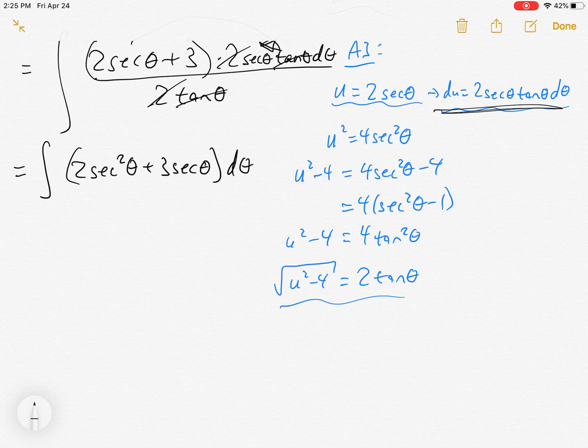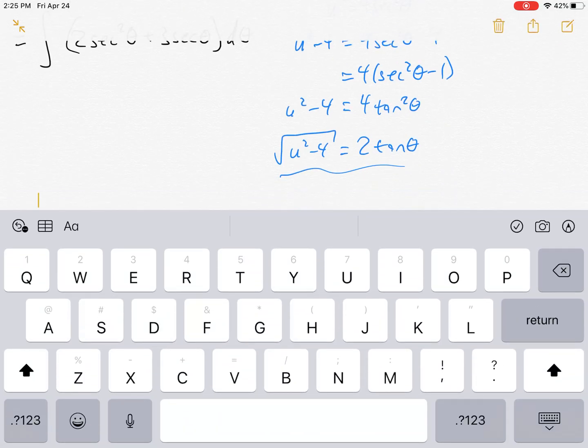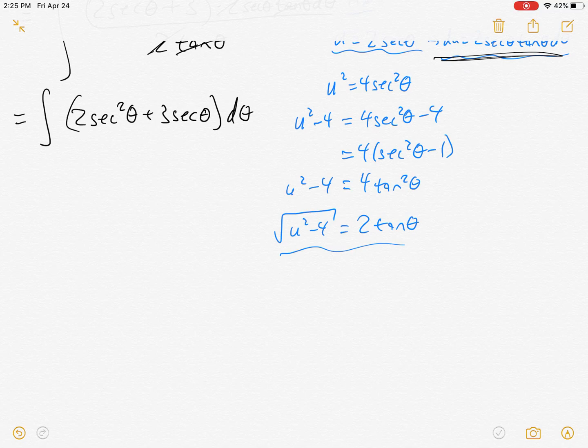Okay, take a little sigh of relief. That's good. We've done some good work here. But now we have some trig integrals, and we know what both of these are. The integral of secant squared theta, what is that? I'm just going to do this. This is not a necessary step, but it might help you a little bit.